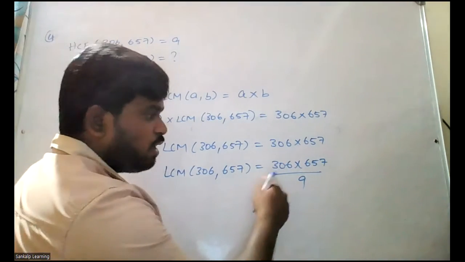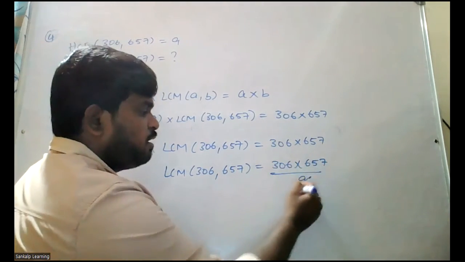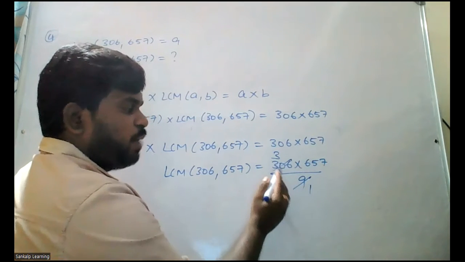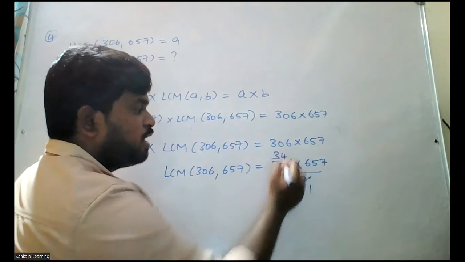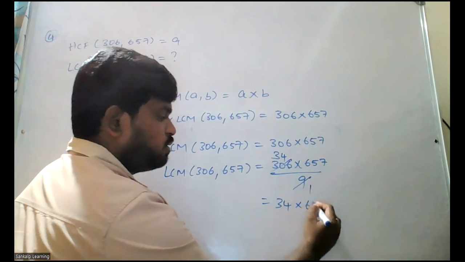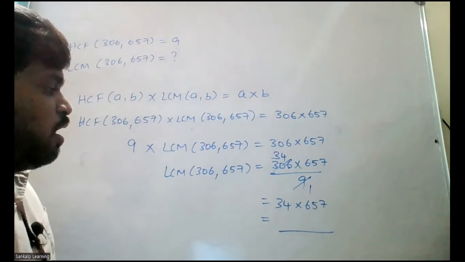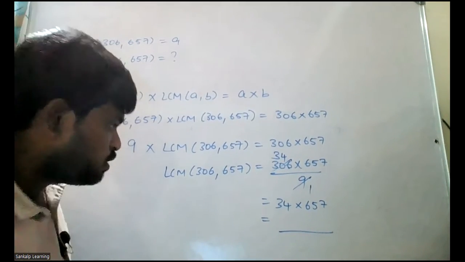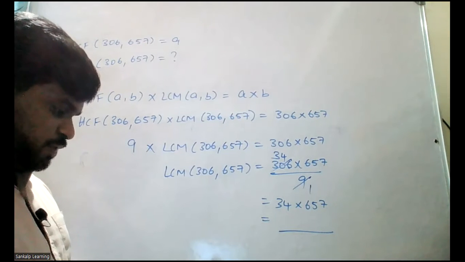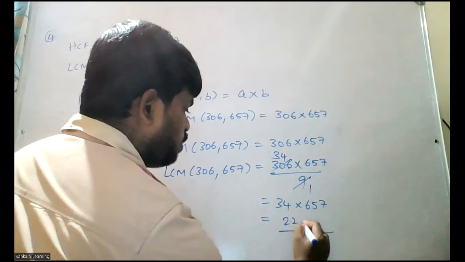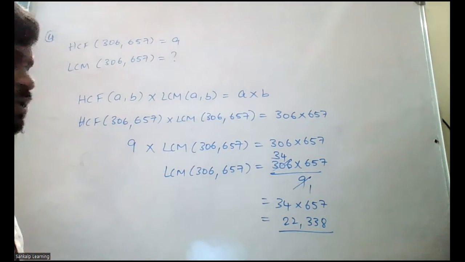Remember, do not multiply these two things because it is always divisible. You can cancel it. 9 ones are 9, 9 threes are 27, 3 carry 36, 9 fours are 36. So 34 into 657. If you multiply this 34 into 657, I'll make use of the calculator so that I can finish it quickly. 34 into 657 is 22338. So 22,338 will be the LCM.